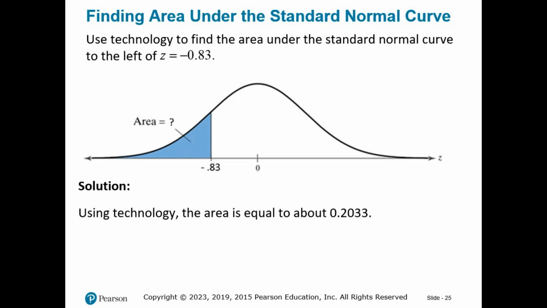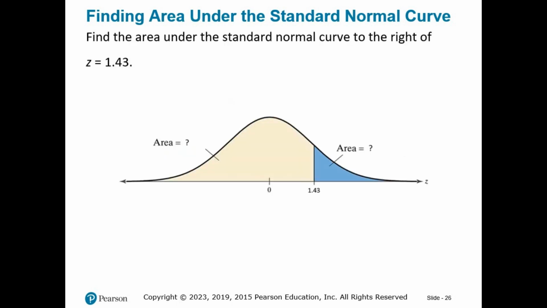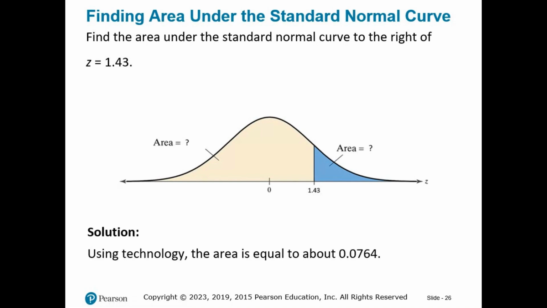All right, let's try another. Find the area under the standard normal curve to the right of z equals 1.43. Pause the video and do this now. Okay, how'd we do? Did you get 0.0764? Did you remember to put the z-score as your lower bound and a large number as your upper bound? Try it again if you missed it.